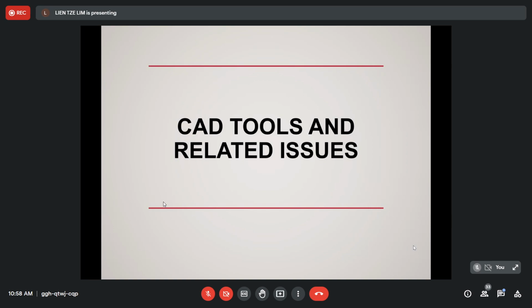For this topic, the functions of the CAD tools for the layout design will be mentioned, and then some other issues will also be mentioned, including the issues on the design. What are the issues that we will see from the layout design, and then how the tools can help to solve the issues.